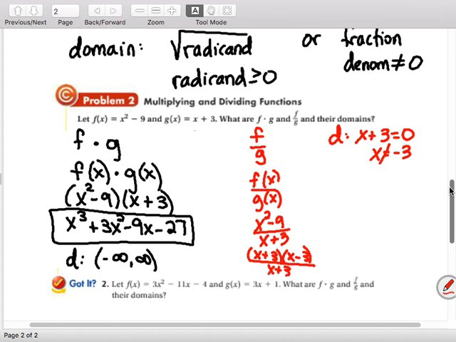X squared minus 9 factors into x plus 3 times x minus 3, and it's going to cancel to x minus 3. Now, I had somebody last period who canceled and said, hey, I got x minus 3. That's just a coincidence. You cannot cancel the x squared over x and the 9 and the 3. It did happen to work that way here, but it does not work in general. You'll get the majority of your problems wrong.